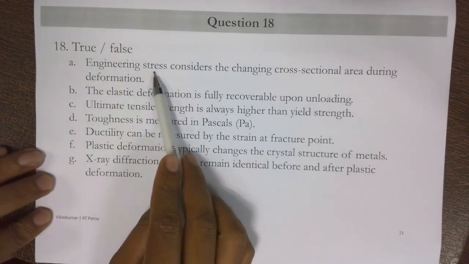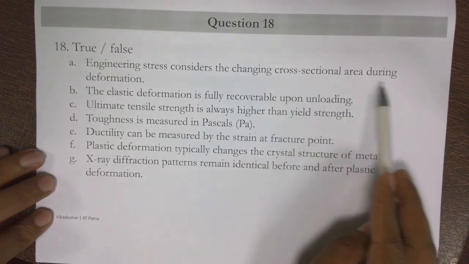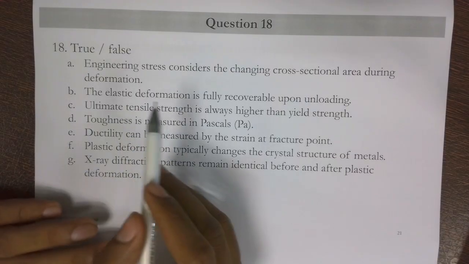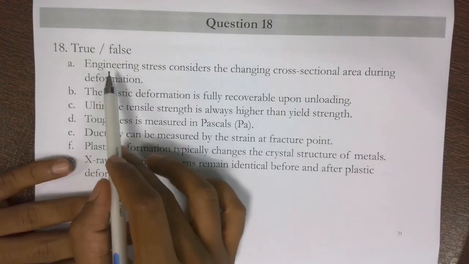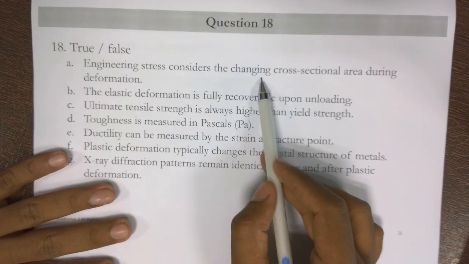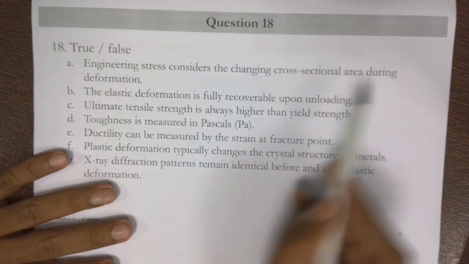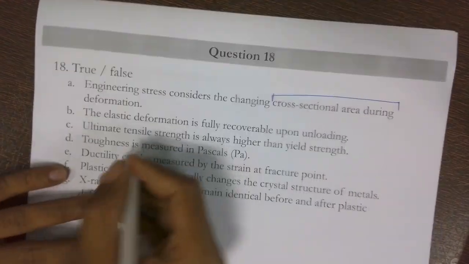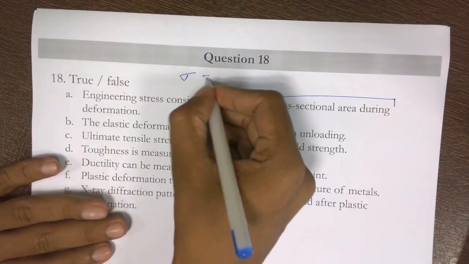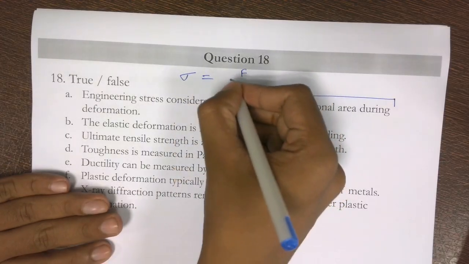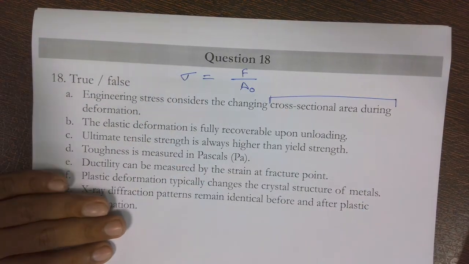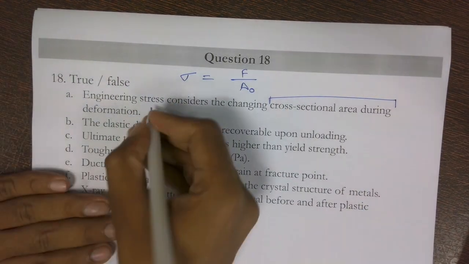Engineering stress considers the changing cross-sectional area during the deformation. Answer is no. What is engineering stress? Engineering stress is force per unit area, and the area will be the initial. It is not the instantaneous, it's the initial. So the answer is false.